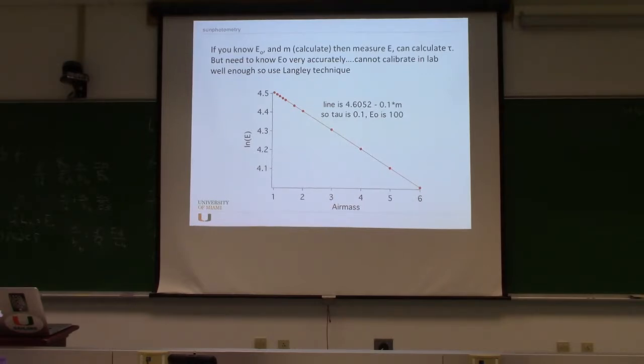Okay, so what you should do with the data that I'll upload is make this plot of log of the irradiance. It'll give you irradiance out versus air mass. It'll also calculate the air mass for you. Okay?